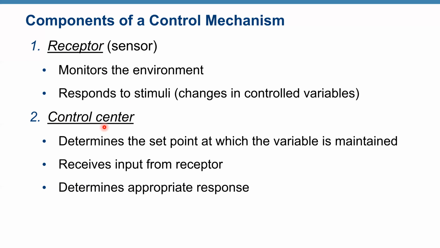Then you need a control center, and the control center determines the set point at which the variable is maintained. The control center is going to receive input from the receptor. So the receptor is going to send a signal to the control center. The control center already has this set point. Let's say the set point for your glucose level. And if your sugar level goes up or down, your control center will determine the appropriate response.